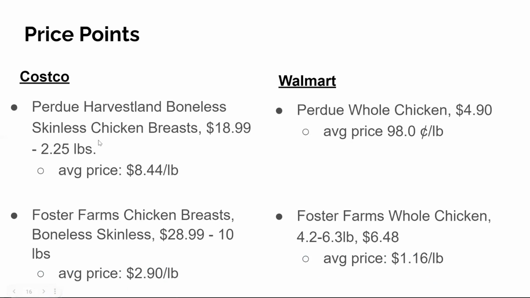So the price points of, for example, Costco, Purdue Harvestland boneless, skinless chicken breasts, they're $18.99 for 2.25 pounds with the average price of $8.44 a pound. Now Purdue from Walmart, a whole chicken is $4.90 with an average price of 98 cents a pound.